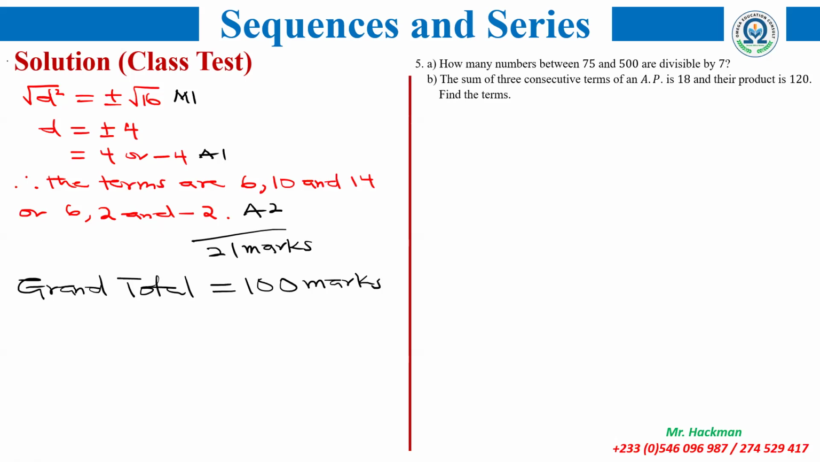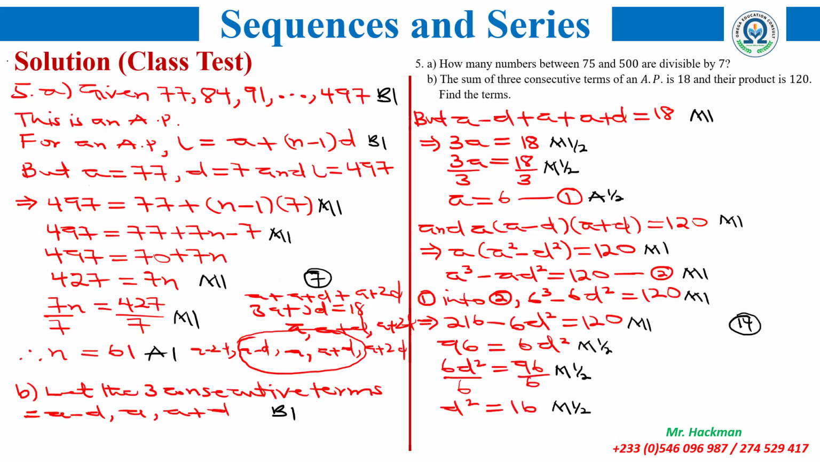Okay, Prof. Caldedo, this one. When you multiply the terms by each other, you don't get 120. The product is not 120. If you multiply the terms, you don't get 120. But in the question, they said their product is 120.